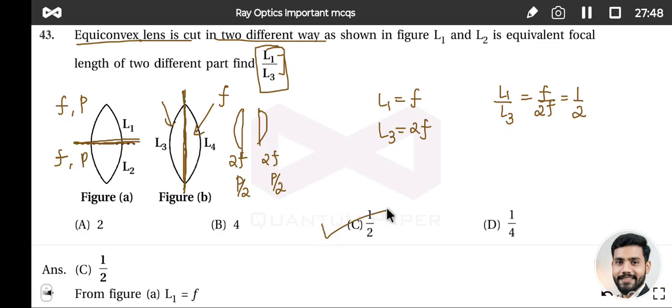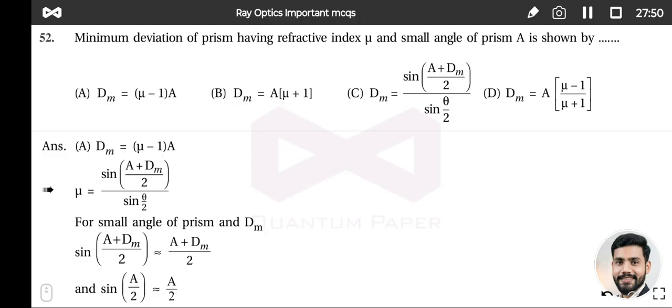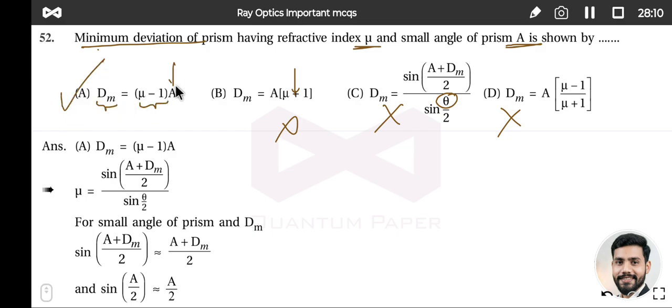Look at the next part. The next question is directly based on a formula. The question is, the minimum deviation of a prism having refractive index mu and small angle of prism A is given by. This option is not the formula we have; here theta is given, this is wrong. Here a plus sign is given, this is wrong. So this is the correct answer: minimum deviation is equal to mu minus 1 times the angle of prism A.